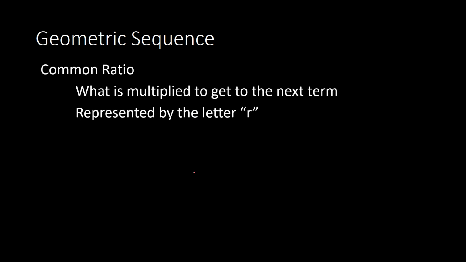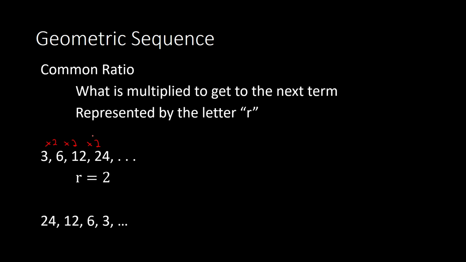So the common ratio is represented by the letter r. And here's an example where we have 3, 6, 12, 24, etc. Now notice the pattern is we're multiplying by 2. So because we're multiplying by 2, 2 is going to be the common ratio.